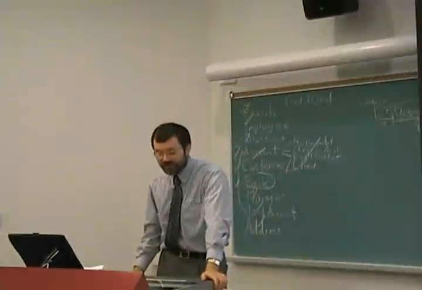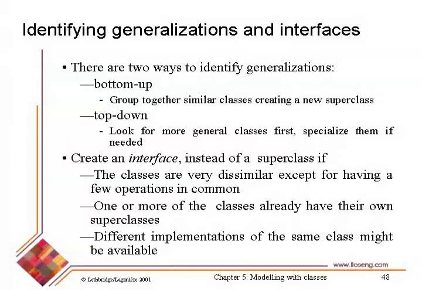Another approach to identifying generalizations is top-down. This is the approach of saying, I have a class, and maybe there are subclasses of it, and I'm not sure. For example, we saw that with our account. We started with account, and asked ourselves, are there any subclasses of account? And we said yes, there's mortgage account, and so on. So you look for the general classes and specialize them if needed.